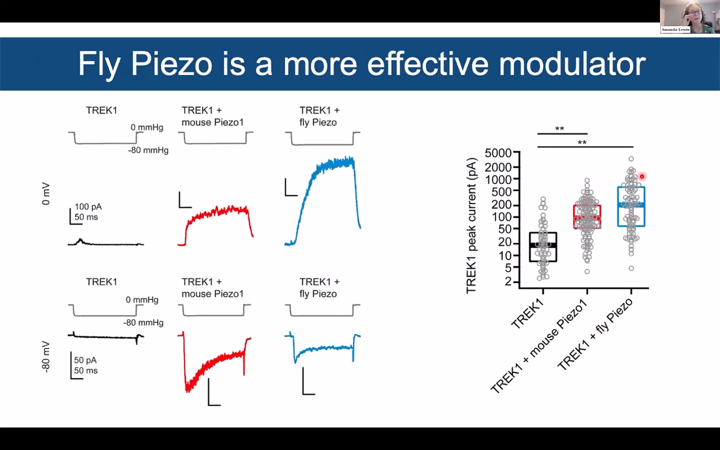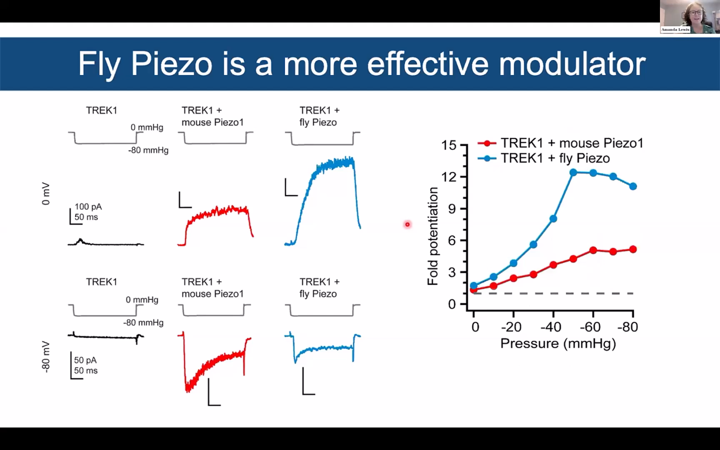In contrast, what we actually found was, to our surprise, fly piezo was a much more effective modulator of TREC1. So here I'm showing example raw traces on the left. You can appreciate again that the fly piezo currents are smaller than that of mouse. And yet the TREC1 currents in the same patch are much, much larger. And this is also true across many patches, again highlighting that this y-axis is on a log scale such that this difference is fairly substantial.